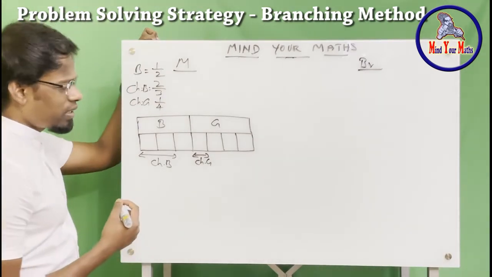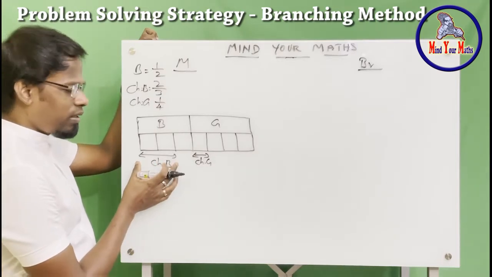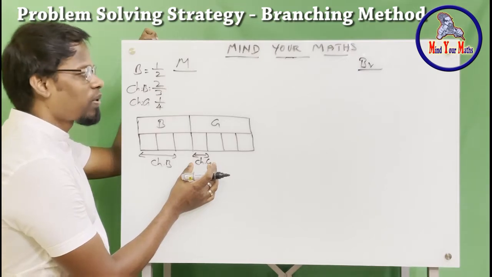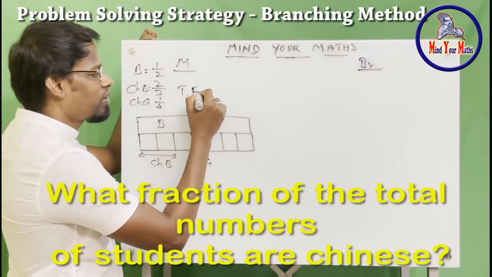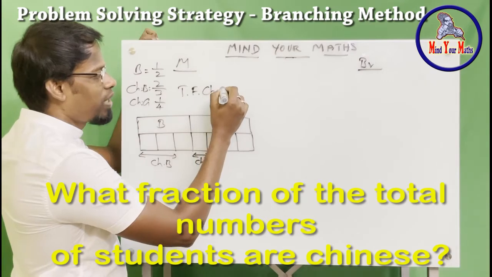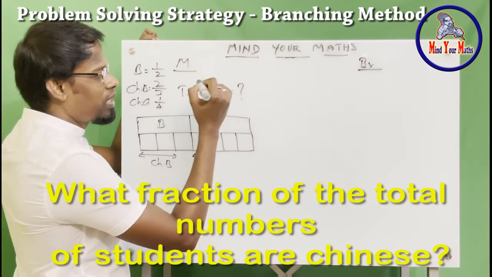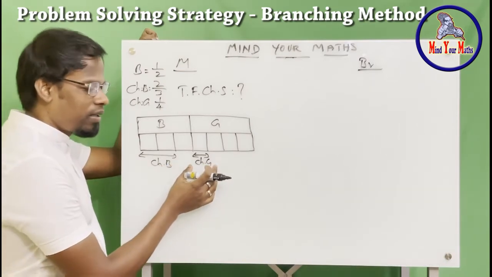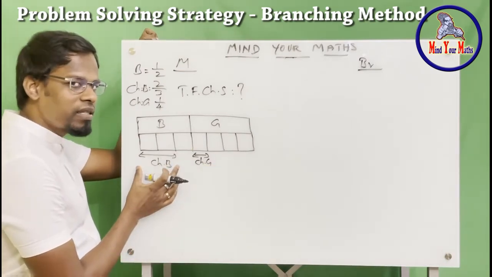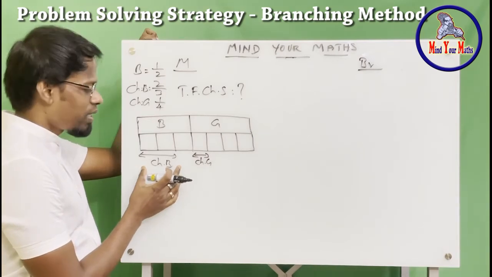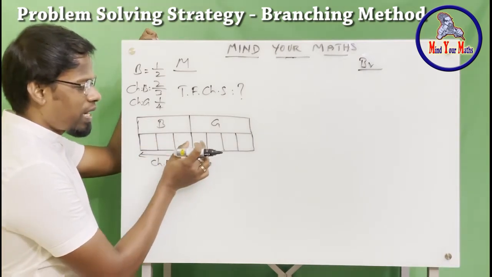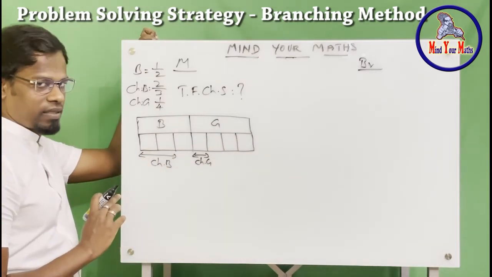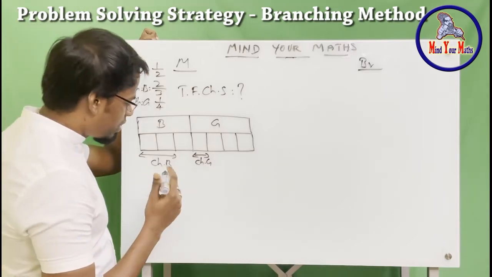Okay, so now let's see. We know how many units are Chinese boys and how many units are Chinese girls. As per the problem, we need to find the total fraction of Chinese students, which means we have to add these boys and girls together. But can we add it here as it is? No, because this unit is bigger in size compared to this one. So we have to first make all the units the same size. For that, what do we need to do?